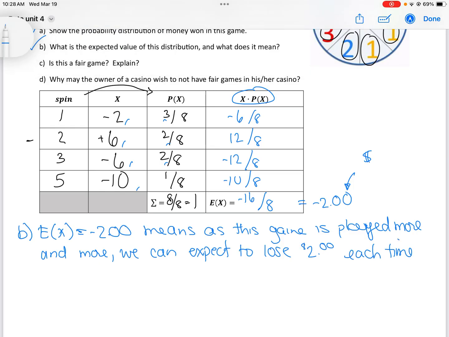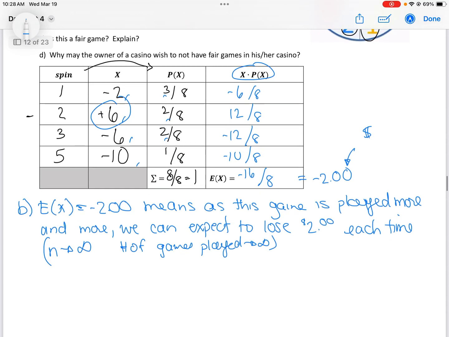Okay? But that's over a long period of time. So yes, you may win this $6 a bunch of times, but over the longer period of time as n approaches infinity, because n approaching infinity in this case means the number of games played. As the number of games played approaches infinity, that's what it means this time. Okay, you're going to lose $2 per game.